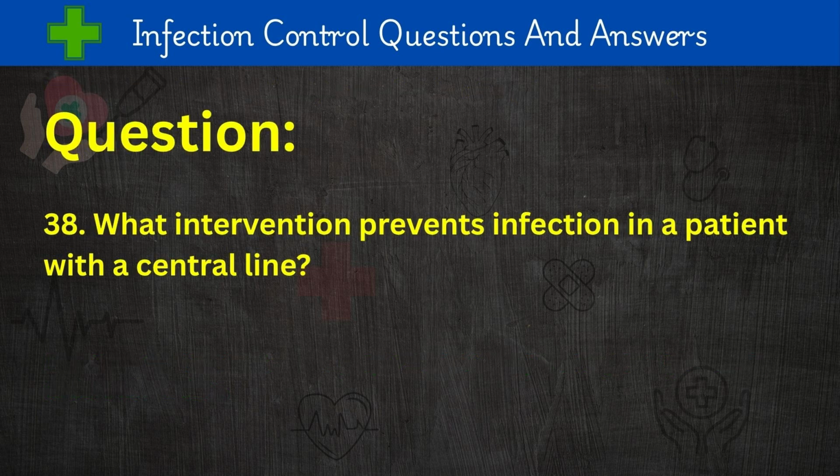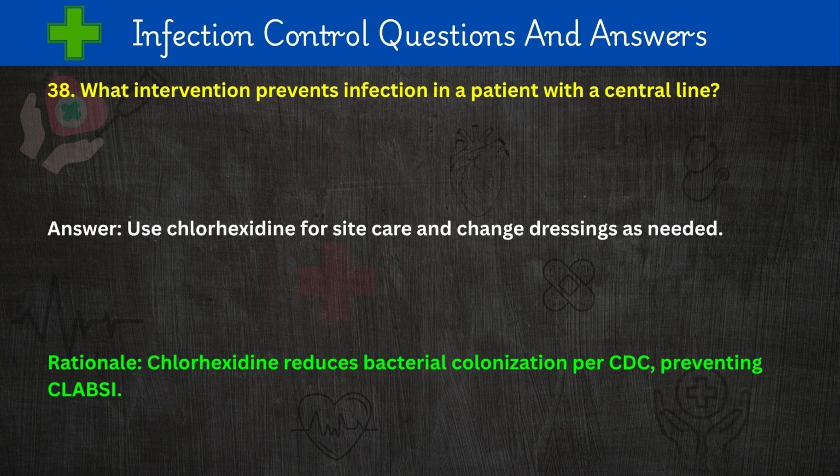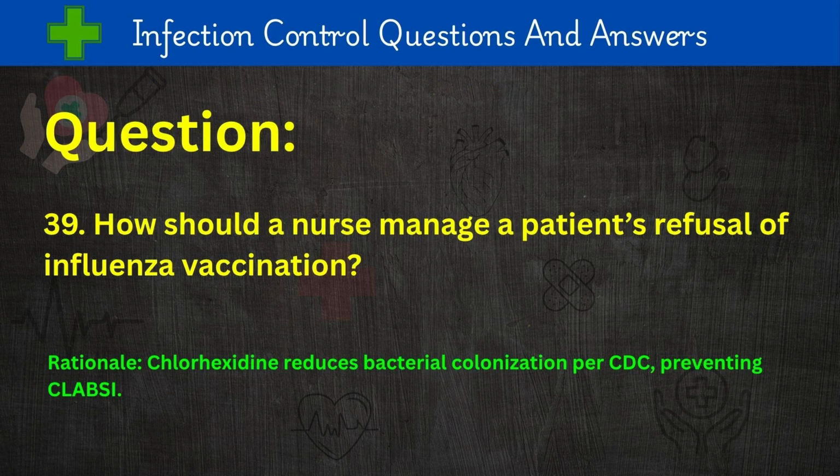38. What intervention prevents infection in a patient with a central line? Answer: use chlorhexidine for site care and change dressings as needed. Rationale: chlorhexidine reduces bacterial colonization per CDC, preventing CLABSI.